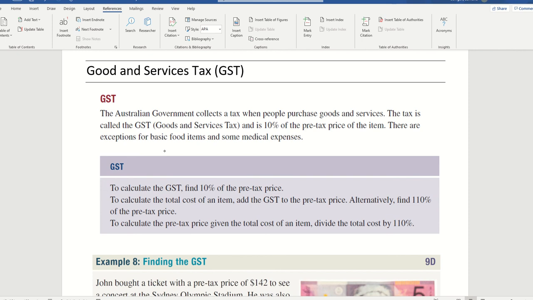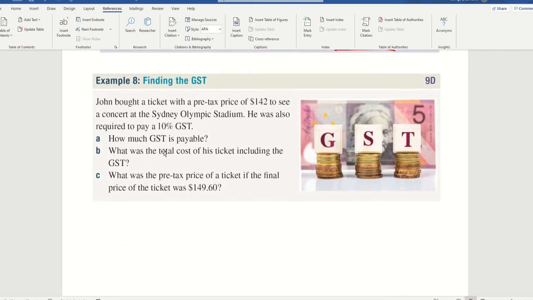So to calculate the GST, we find 10% of the pre-tax price, 10% of the cost, so to speak. To calculate the total cost of an item, we add the GST to the pre-tax price. We pay the pre-GST price plus GST. Alternatively, we can either add 10% or find 110% of the pre-tax price, multiplying by 110%. To calculate the pre-tax price, given the total cost of an item, we would need to divide it by 110%. Let's look at some examples and see what that means.